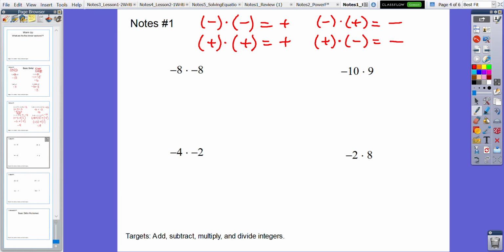So those are our basic positive and negative rules. But other than that, it's just multiplying numbers together. And we're going to go from here. All right, so negative 8 times negative 8.